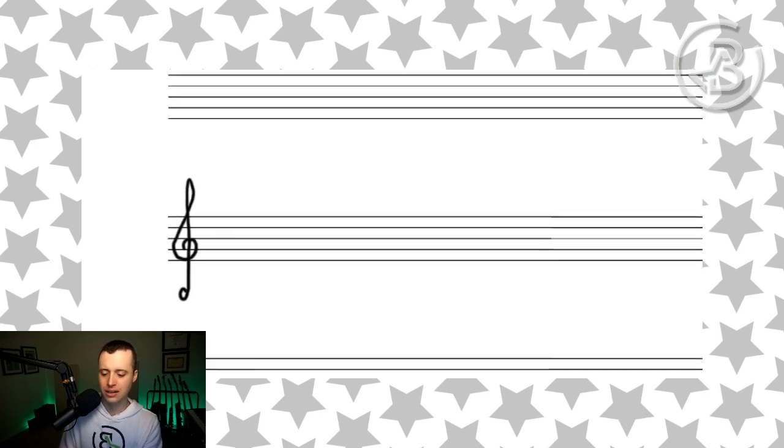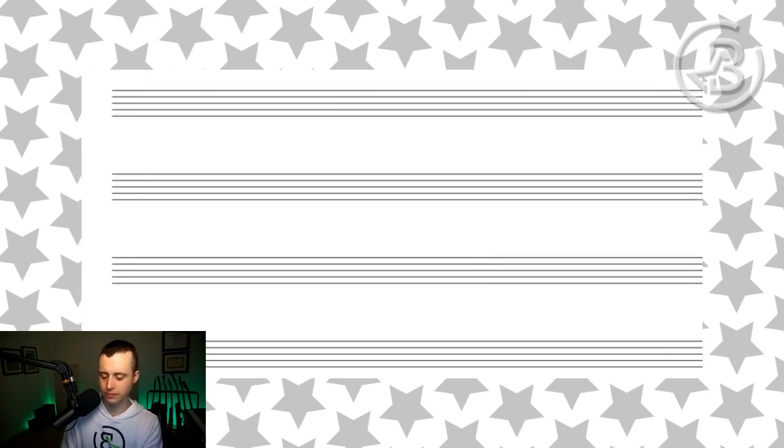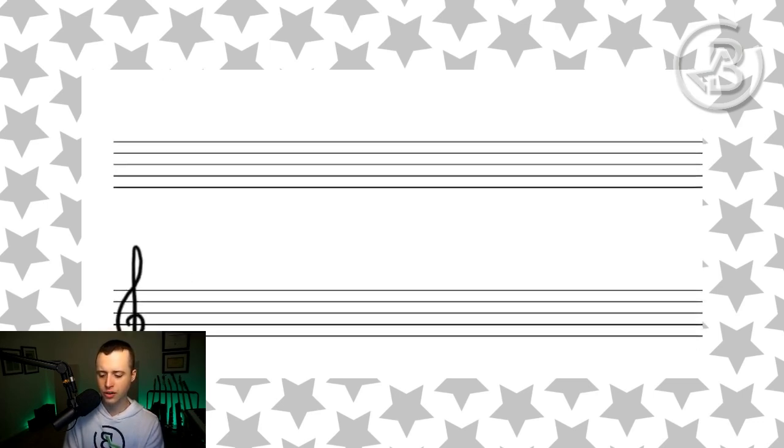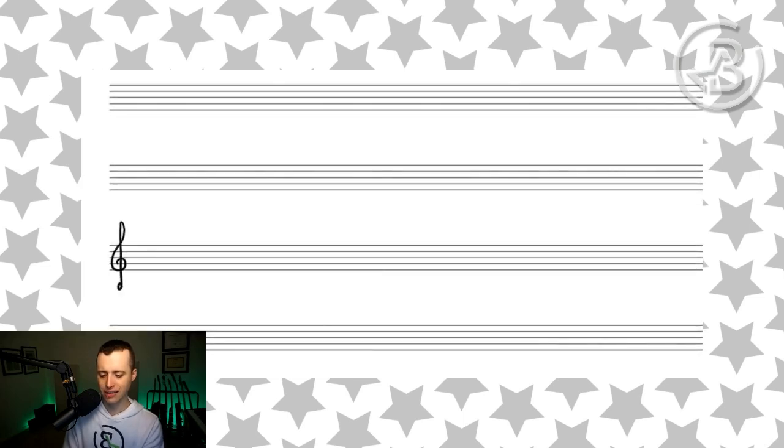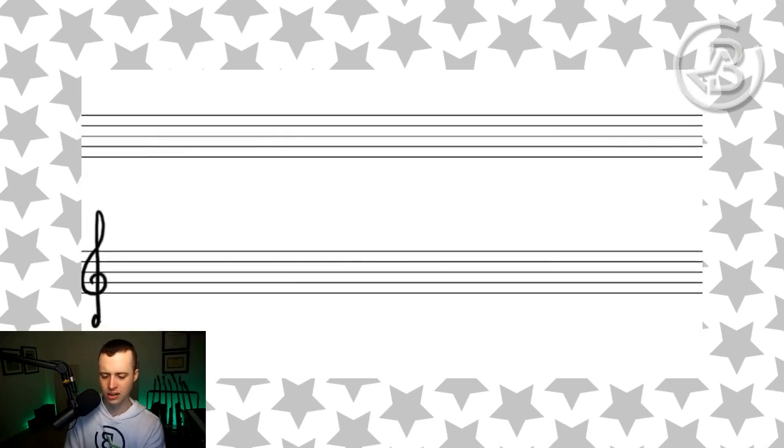Now let's do a descending G major scale. So the first step for writing a descending G major scale, you get a new line of staff and you write a treble clef. Then you're going to write a double bar line at the end of the staff, or for me, because I'm zoomed in, I'm just going to write it over here.